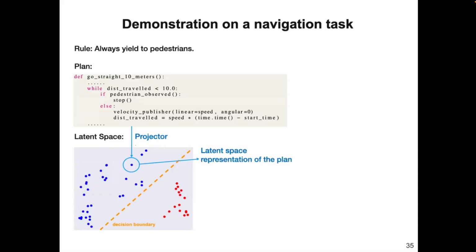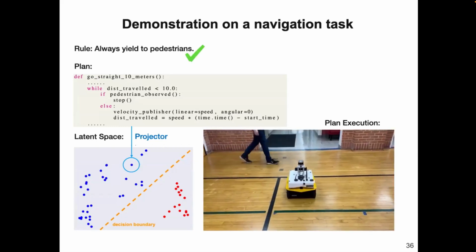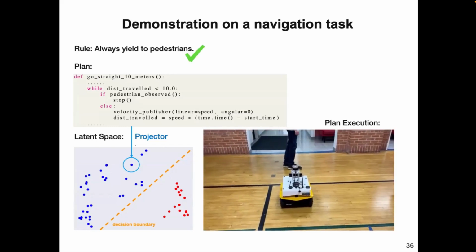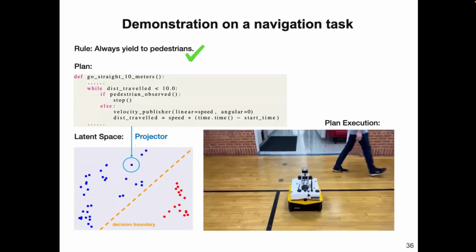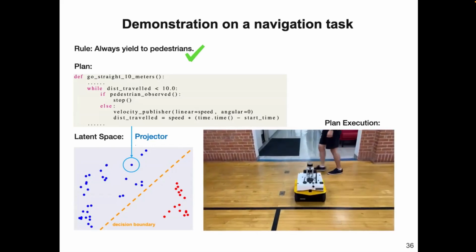You push it through your projector, and then it turns out that it is on this side of this classifier, and it is labeled as blue, whatever blue was. All right, and that plan, of course, can then be executed in real life. And this is actually the case where we had the code that looked okay.